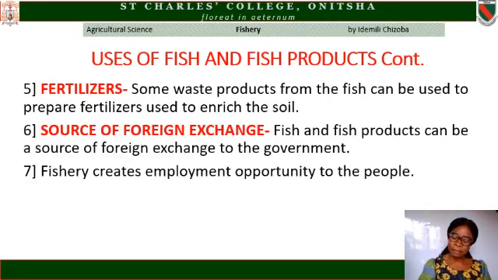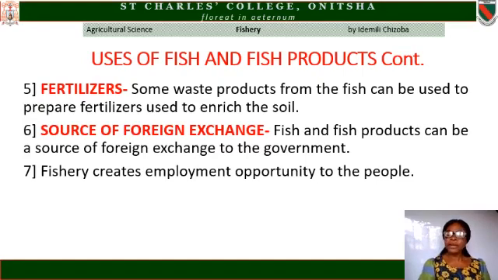Number 5, fertilizers. Some fish products can be collected and used to prepare fertilizer that farmers use in enriching their soil. These fertilizers now contain those nutrients that are originally in the fish. Number 6, source of foreign exchange for the nation. Fish and fish products can be a source of foreign exchange to the government, especially when they are exported to other countries. When they pay us, they give us their own foreign currency. This becomes the foreign exchange that the government uses.